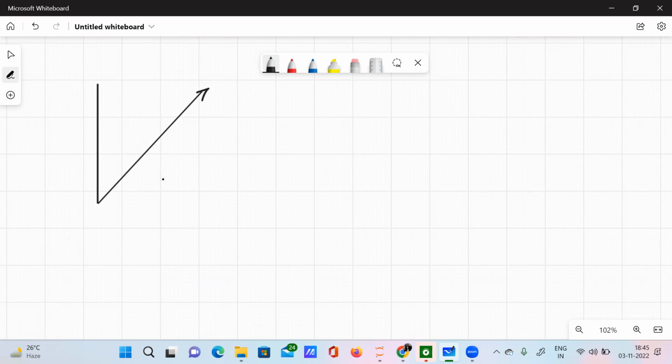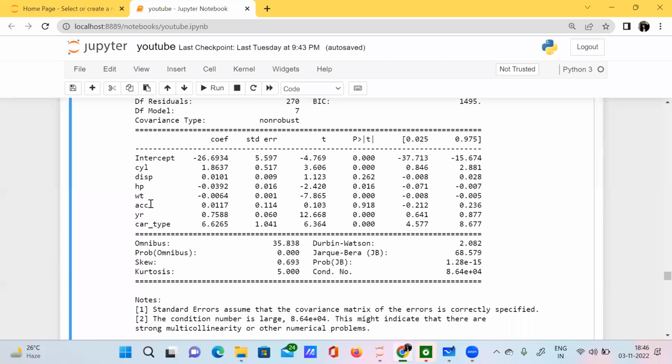One axis would be the dependent variable, that is the mpg, miles per gallon, and the other dimension would be one of the independent variables, that is horsepower. We want to know the relationship between horsepower and mpg. So just have a look here. Where is it? The horsepower. Here the coefficient of the horsepower is minus 0.0392.